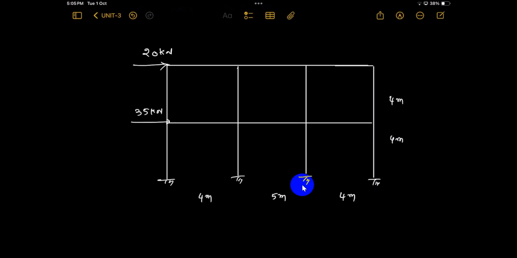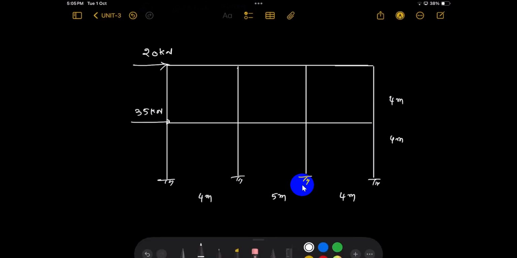First you have to put a hinge at the location of the center of every beam and column. Hinge means there is no transfer of moment, only a transfer of shear. So find out the shear first.